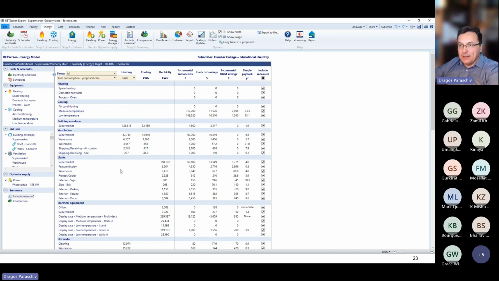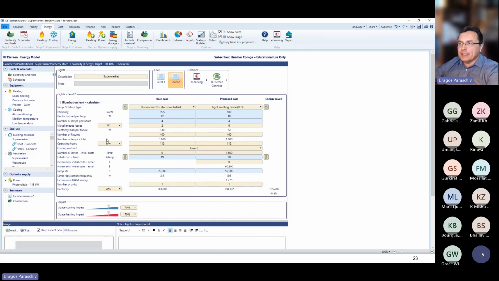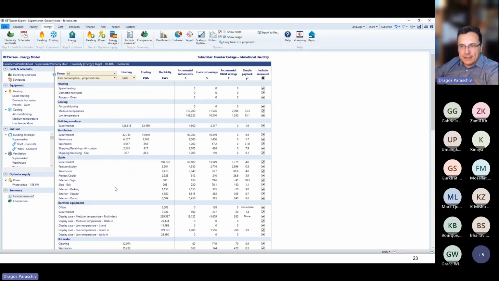So, for example, in the lighting category, this is the general sales area, the supermarket area. If we reduce the consumption because we are using more efficient LED lighting instead of the fluorescent T8 lighting, we get savings from 300,000 kilowatt hours to 168,000 kilowatt hours. And other measures that are included here, we can identify them based on their savings.